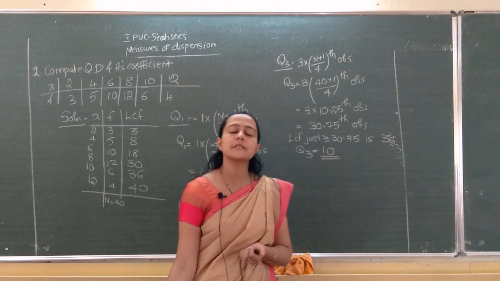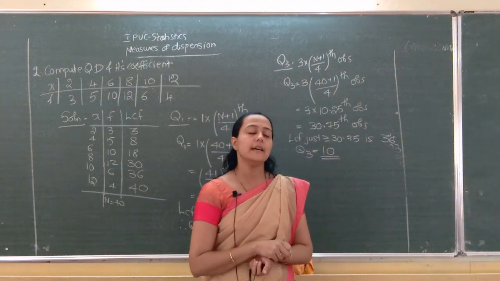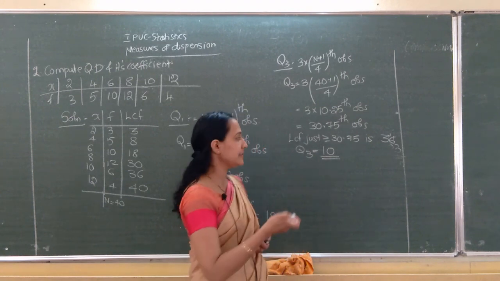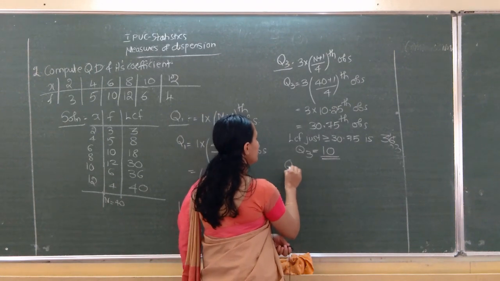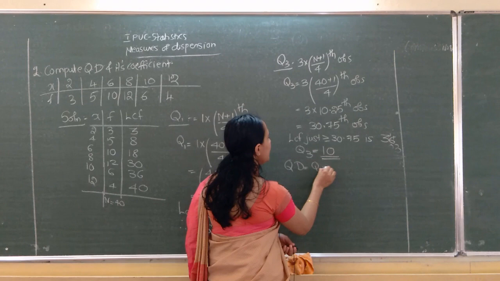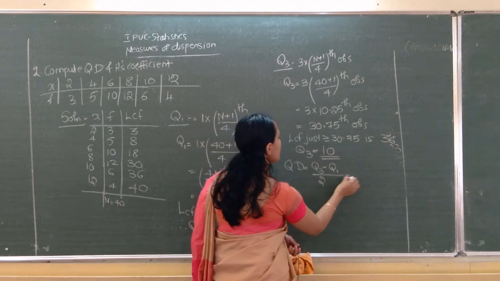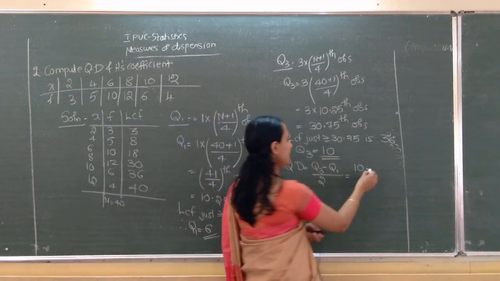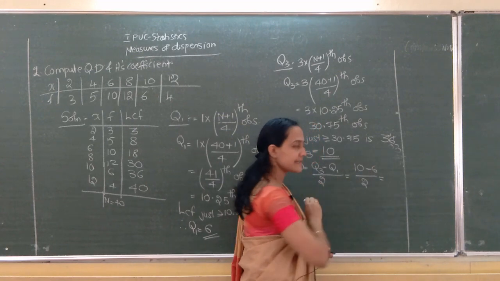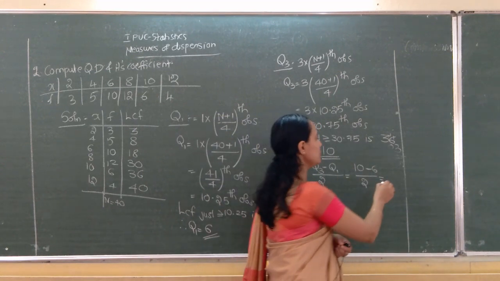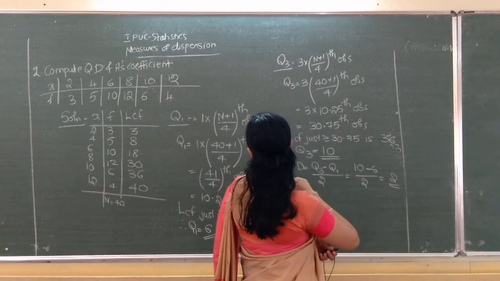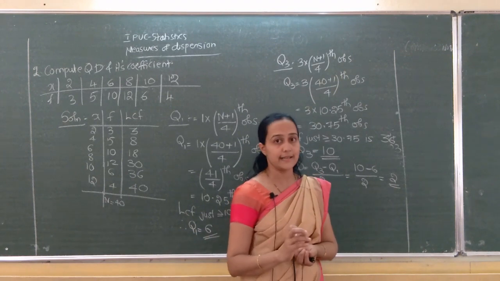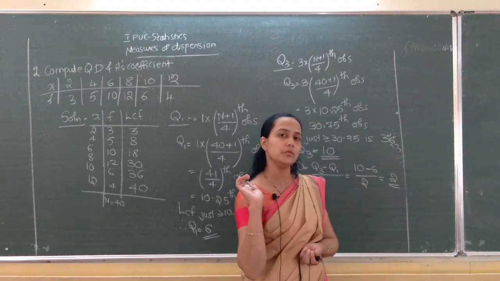Hope it is clear to you. So, we found Q1 and Q3. Next go for the formula. QD equals (Q3 minus Q1) divided by 2. Q3 is 10, Q1 is 6, so 10 minus 6 is 4, and 4 divided by 2 is 2 itself. Here also, units of the data are not given, so no need to write the unit. If units are there, you have to write the unit here.